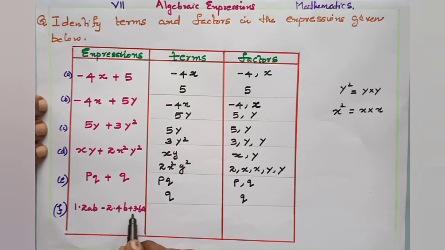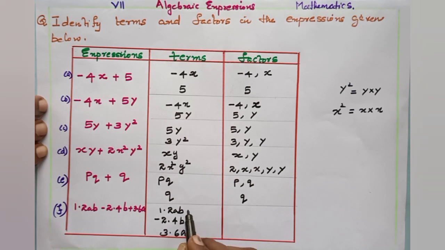Then listen to this question: 1.2 AB minus 2.4 B plus 3.6 A. 1.2 AB is the first term. Then the second term is minus 2.4 B. Take that sign also. Then the third term is plus, separated from the second term. The third term starts with plus 3.6a.